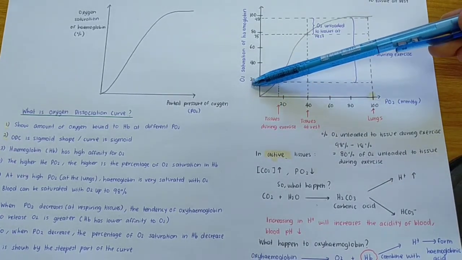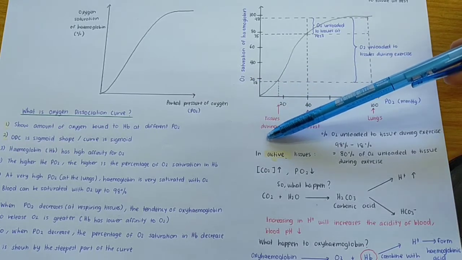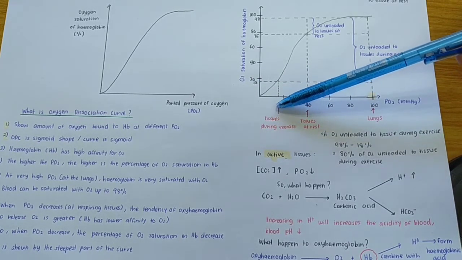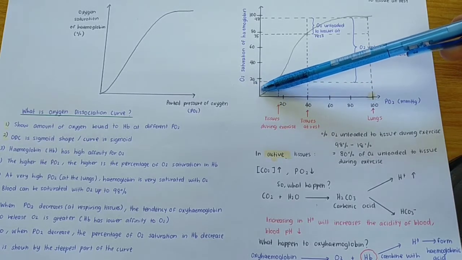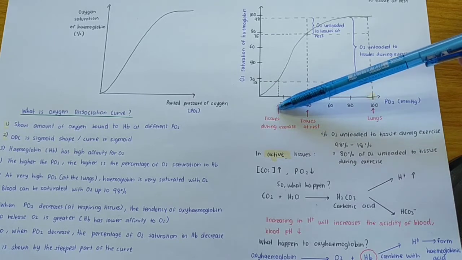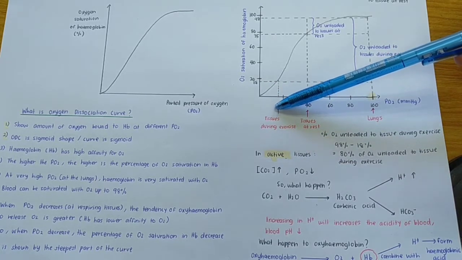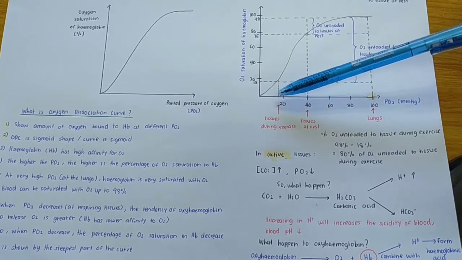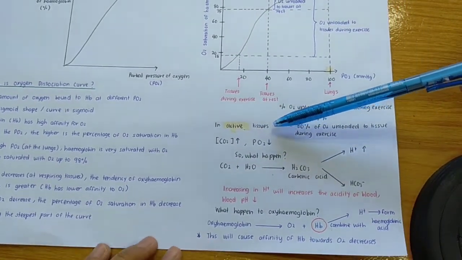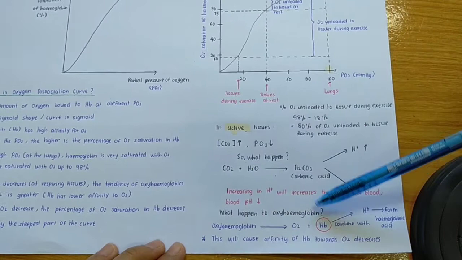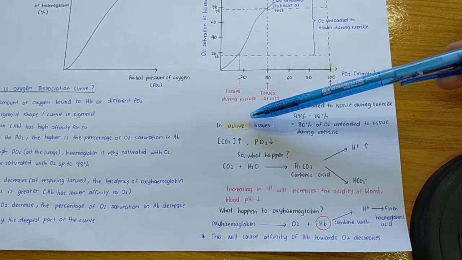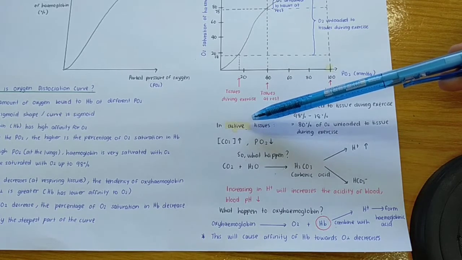Why? At this time, oxyhemoglobin has a greater tendency to release oxygen. Why does it have a greater tendency to release oxygen? Because in this condition, carbon dioxide is high, so oxyhemoglobin will release oxygen. To make it easier for you to understand, let's take this diagram as an example. In active tissue, what happens? Active tissue means tissue that is in high metabolic activity.